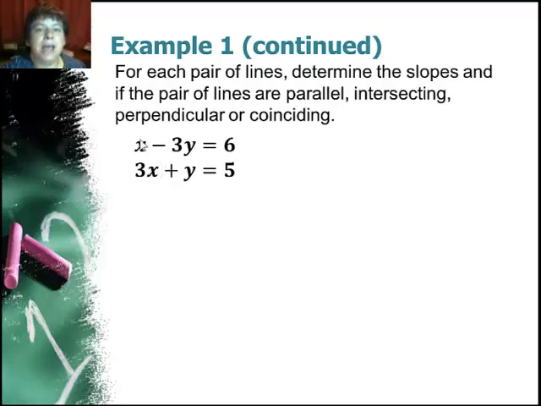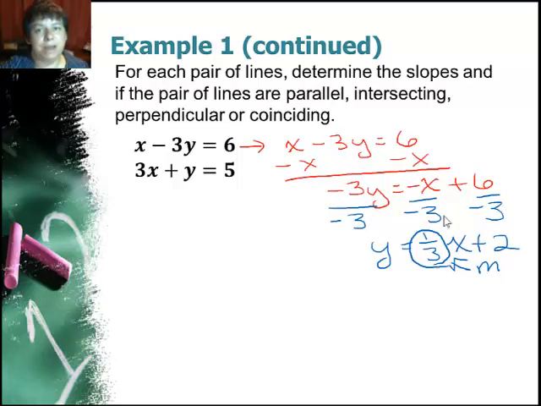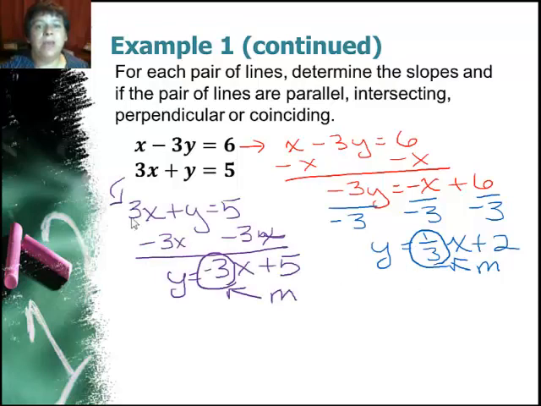Then in this set, I need to rearrange both. So we'll start with the top one. I have x with the y, so I need to move that over. By the way, this is called standard form. Both of these are in standard form right now, which honestly isn't very helpful. We almost always want slope-intercept form. So I subtract x from both sides, and I say negative 3y equals negative x plus 6. Then I divide everything by negative 3, so I can make that 1y, and you can see the slope is 1/3.